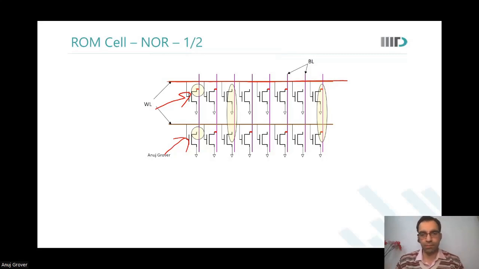Sir, I had a doubt. In the first column and the second column, in the first column only the upper transistor is connected to the bit line. In the second column, both the transistors are. But discharging would be taking place in both the bit lines. So how will I distinguish this?